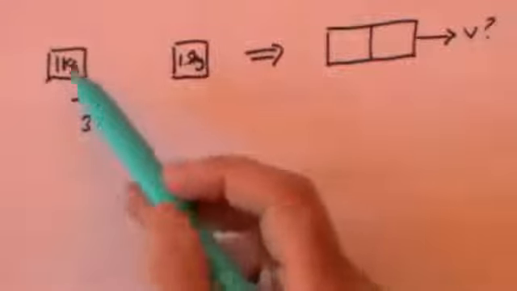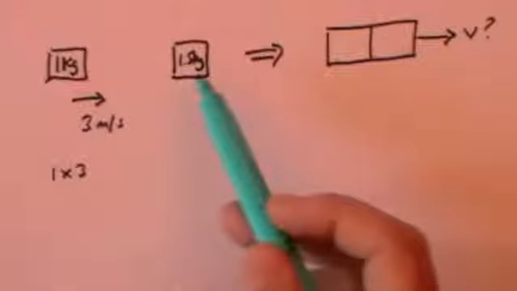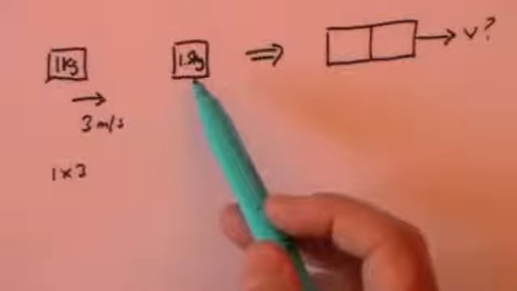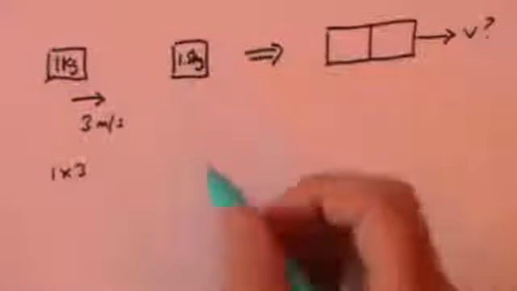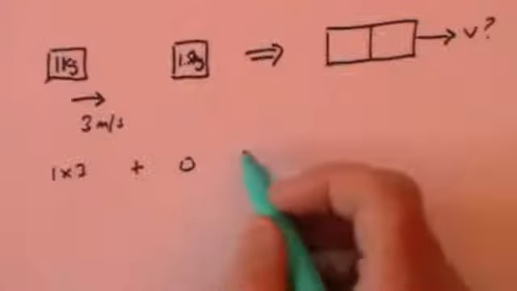What is the momentum before the collision? Well, the momentum of this is mass times velocity, so that's 1 times 3. What is the momentum of this? Well, we don't need to bother. It was stationary, so mass times velocity is going to be 0. So momentum before is this.